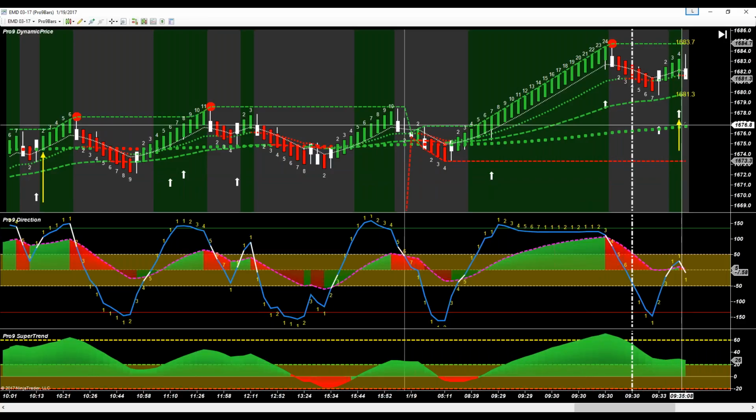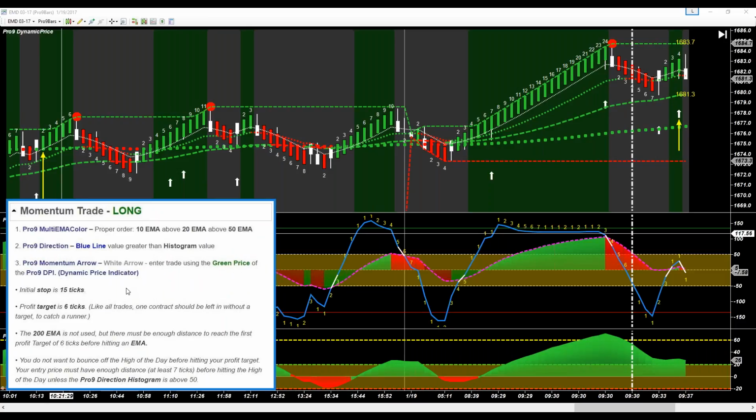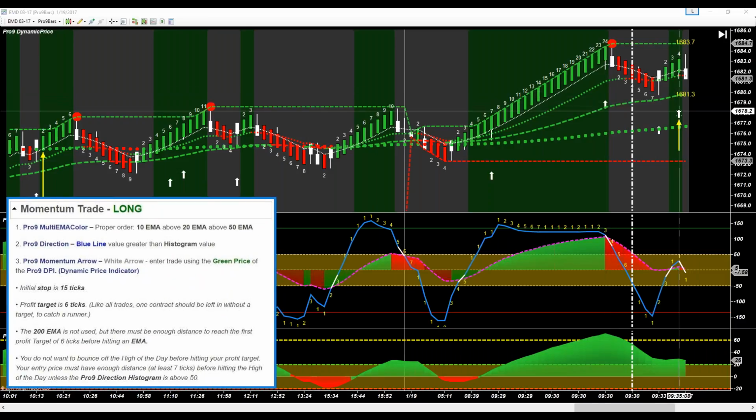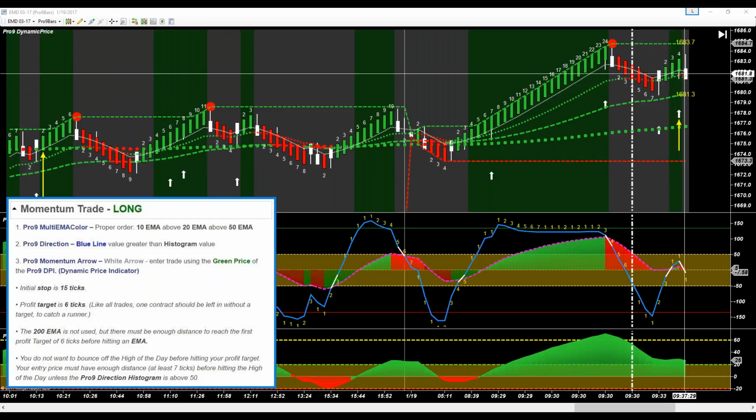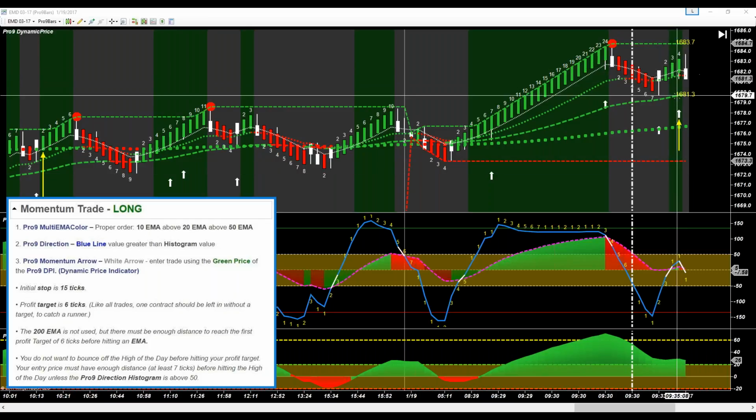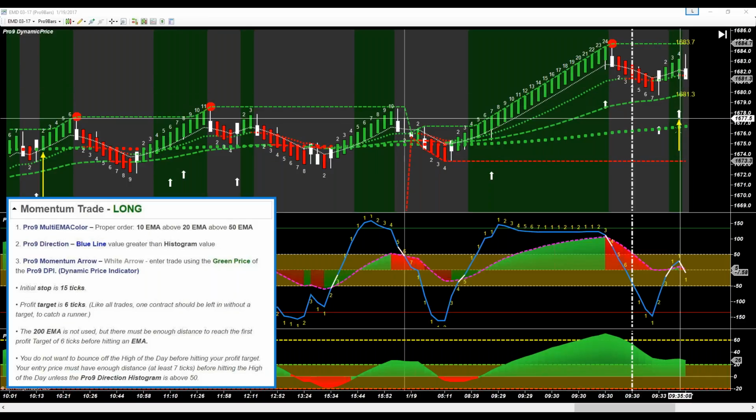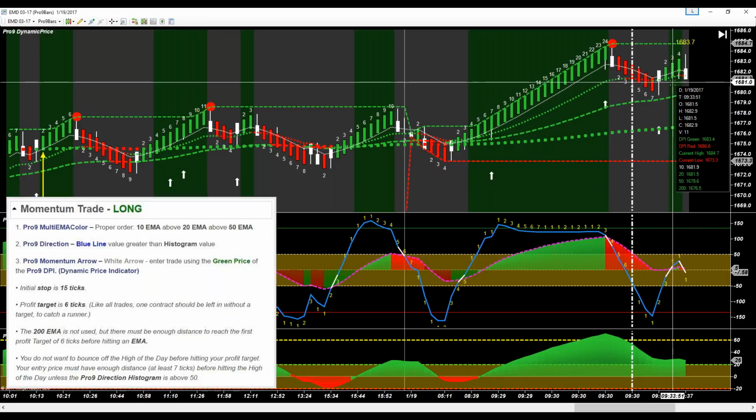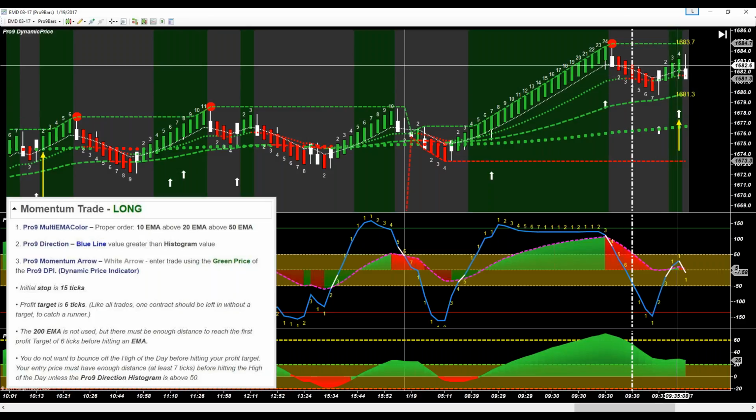But this was fully qualified. So we do have our momentum arrow. Let me bring up our momentum rules. So I did see some other momentum trades down the line that we'll get to. We have our arrow. We have our 10, 20, and 50 EMA in the correct order. And our green background will also let us know when these 3 EMAs are in the correct order. And we have our momentum arrow, and the blue line is greater than the histogram. So all 3 of these conditions are met. Our trade is qualified, and we would enter using the green DPI, 1683.4. The trade would be with 3 contracts and a 15-tick stop.